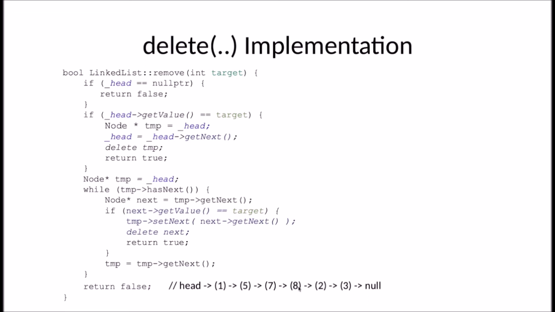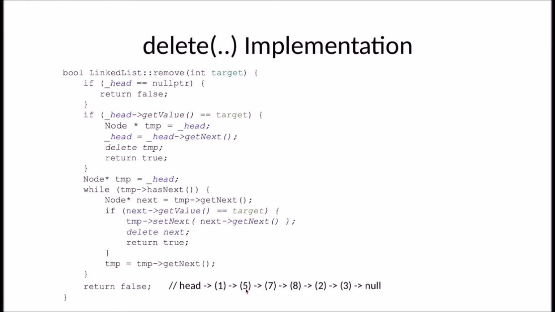So let's do another case. Let's say I want to delete 8. First I check if head is null. It's not null. Then I check if the value of head matches the target. It does not. Then I create a temporary pointer to point to 1. I check if 1 has a following node. Yes, it does. It's 5. I create next to point to 5. Check if next matches the target 8. It does not. And then I update temp to temp.next. So temp points to 1.